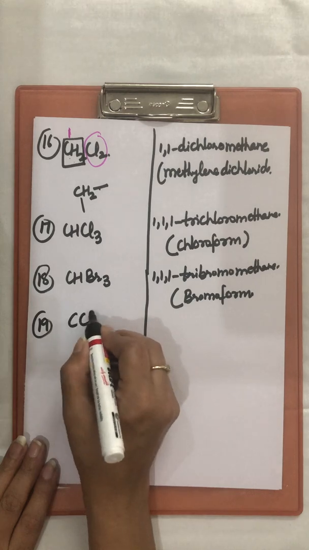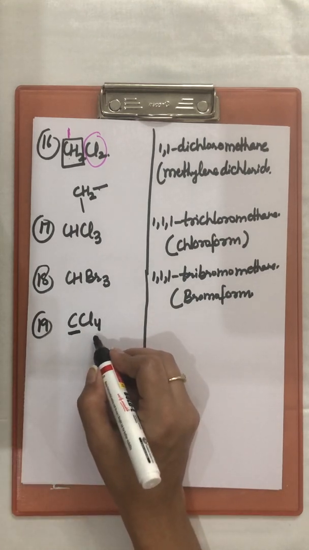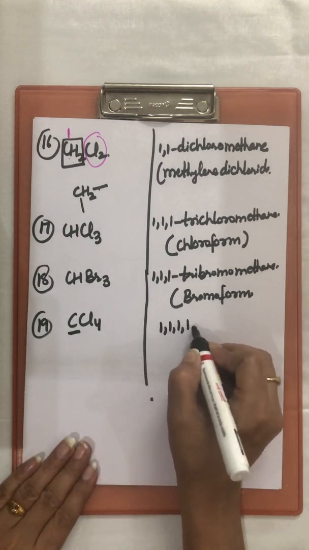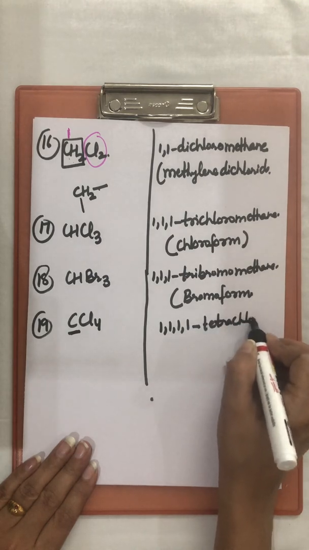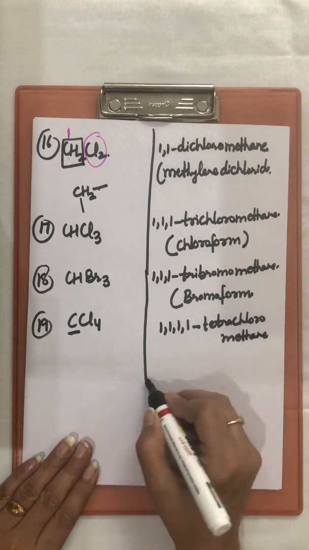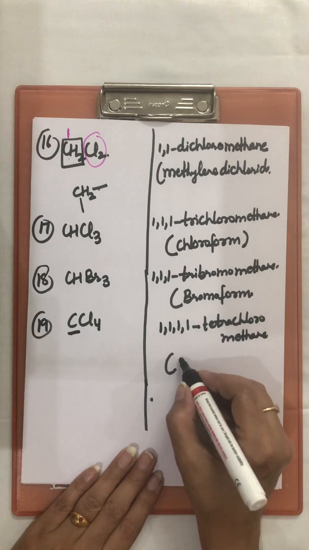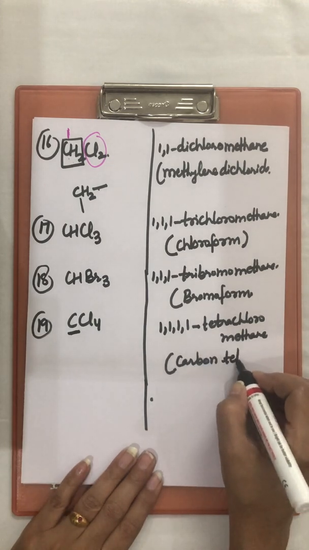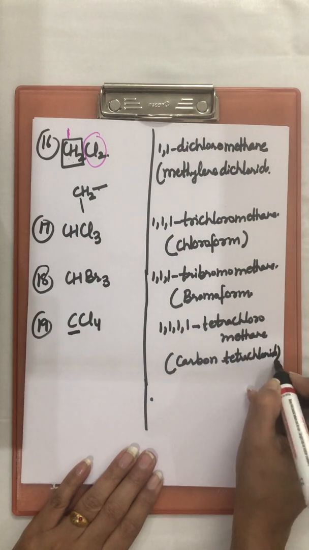Next is CCl4. Now all hydrogens of methane are replaced by Cl. This becomes 1,1,1,1-tetrachloromethane. And commonly we use the term carbon tetrachloride for this. This is commonly known as carbon tetrachloride.